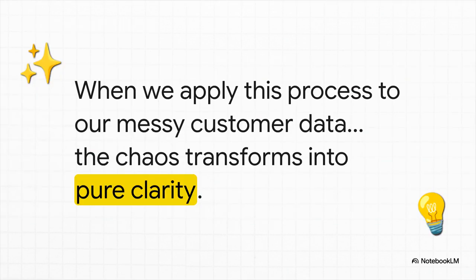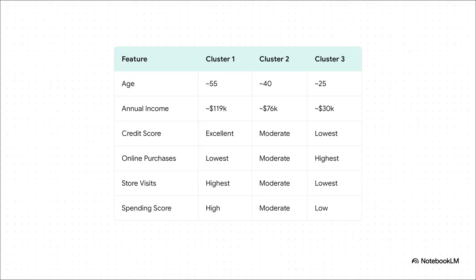And when we take this really elegant process and apply it to that messy, chaotic spreadsheet of customer data we started with, well, something magical happens. All that noise, all that chaos, it just starts to organize itself. It literally transforms into pure, beautiful clarity. And here it is. This is the result. Just look at this. 3 completely distinct groups just emerged from the data.